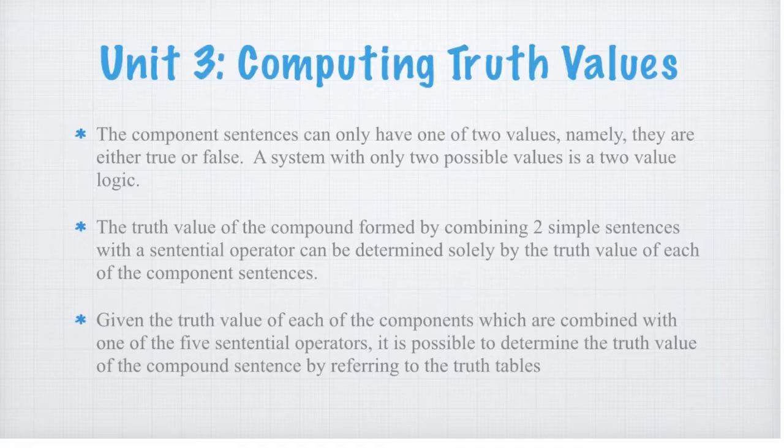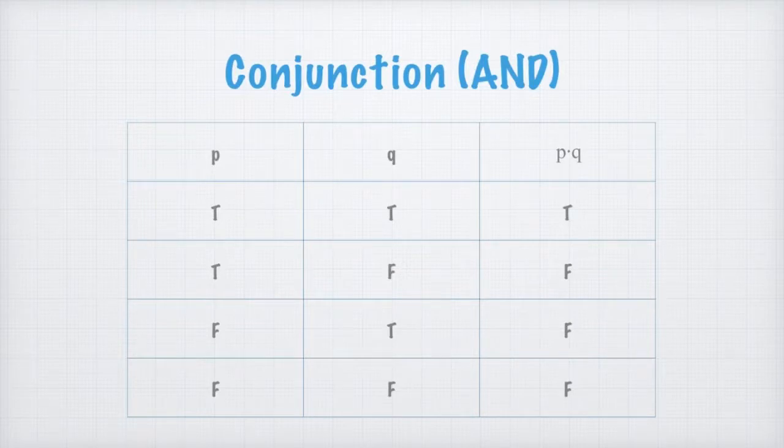And then once we've identified the main connective and identified what the truth value of each of the components are, by using the truth tables that we're about to present, you'll be able to determine the truth or falsity of any given statement. Now the first connective we're going to talk about is the conjunction.